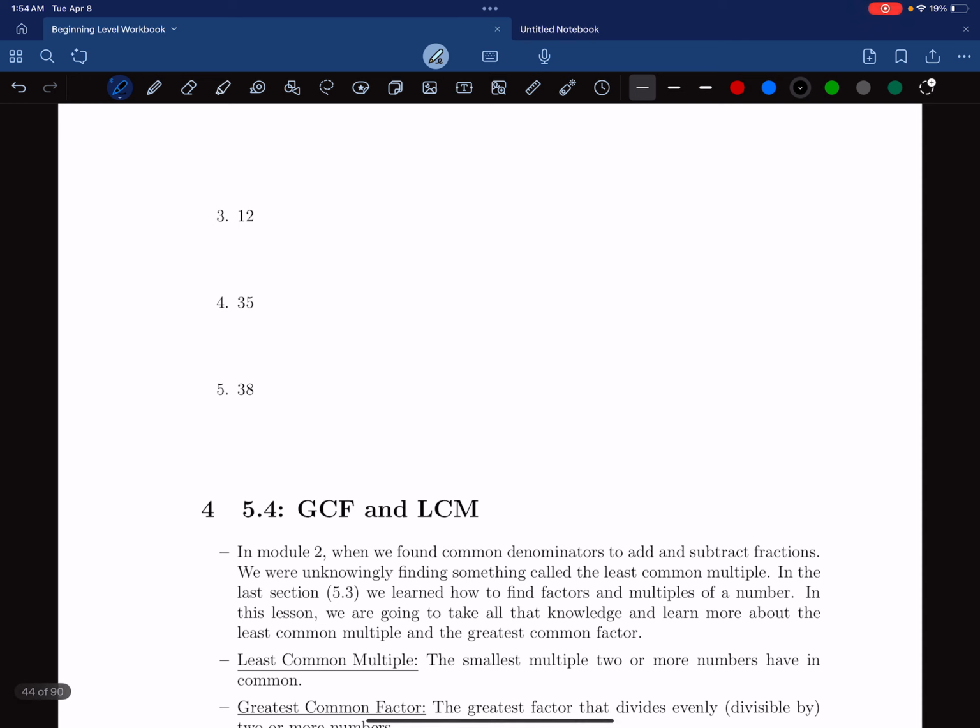Now, looking at example 3, pause the video and work through it yourself before I work through it. And assuming you have given this a go, let's work through it together. So our factors of 12, let me rewrite that here. That is a little sloppy.